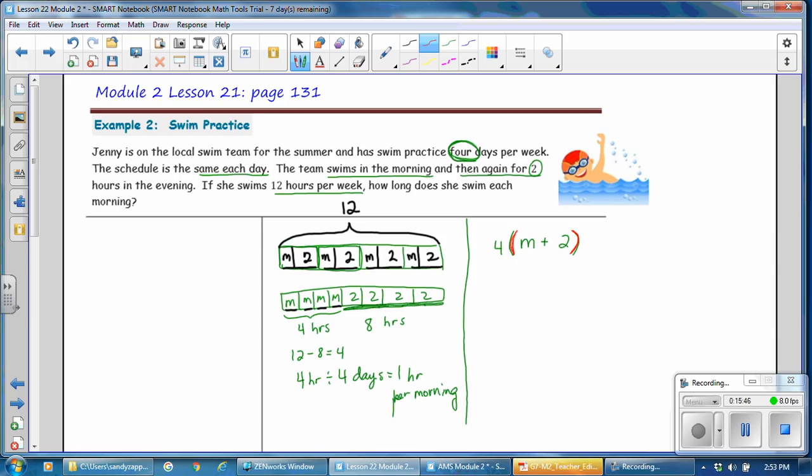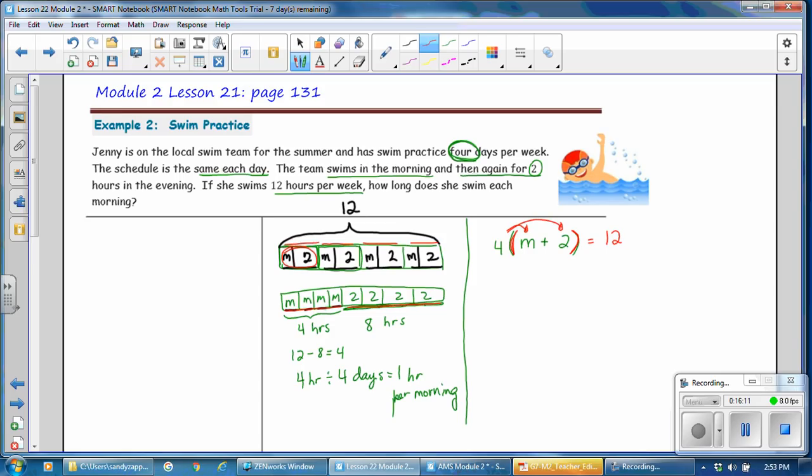So if we had 4 times the quantity, m plus 2, that's going to equal the total amount of practice, which is 12 hours. So there's writing our equation. This is the m plus 2, and we have 4 groups of m plus 2. Then the next thing that I did is I reorganized it to find out how many m's I have and how many 2's I have. And that's the distributive property.